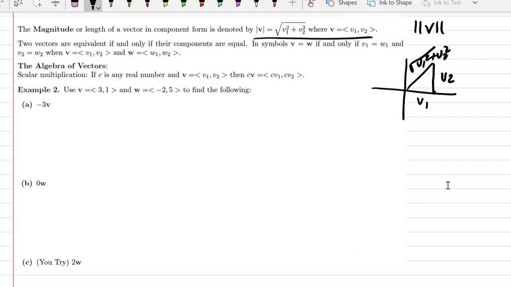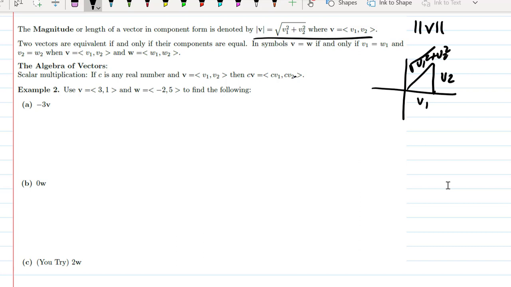Two vectors are equivalent if and only if their components are equal. So in symbols, vector v equals vector w if and only if v1 equals w1 and v2 equals w2, when v is v1, v2, and the vector w is w1, w2. So that's our definition of equality. And the algebra of vectors says that if c is any real number and v is the vector v1, v2, then the scalar c times the vector v says we multiply each component of the vector v by the scalar c.